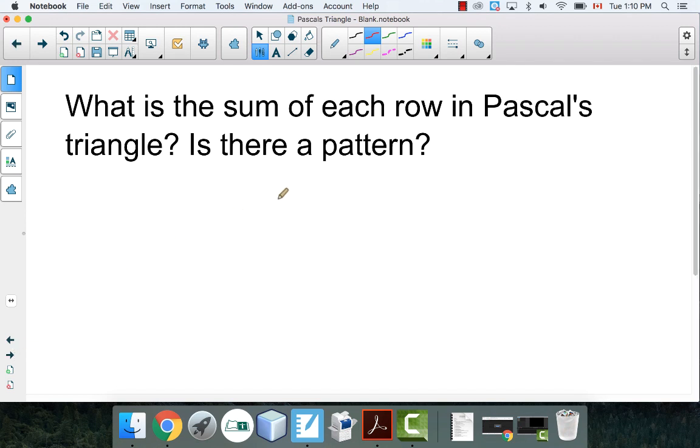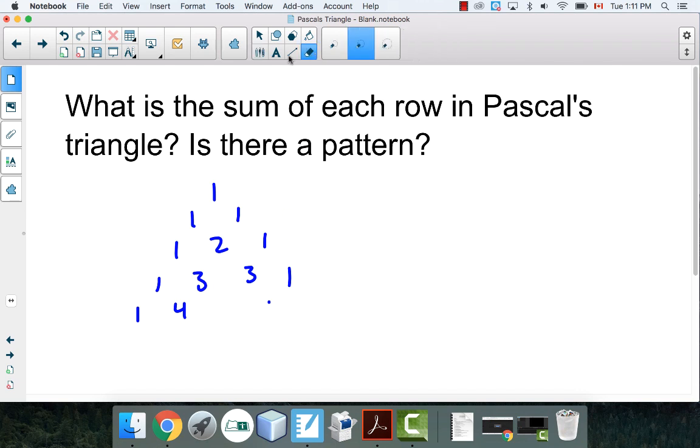Now, what is the sum in each row of Pascal's triangle? So let's go ahead and quickly draw out a few rows, and we can see there's a pattern here. Okay, so I'm just going ahead, start with a 1, and then just keep adding up all of the different numbers. Oops, that was a mistake. That is supposed to be a 6 right there. I think this is my eraser. Yeah. 6, 4, and then 1.